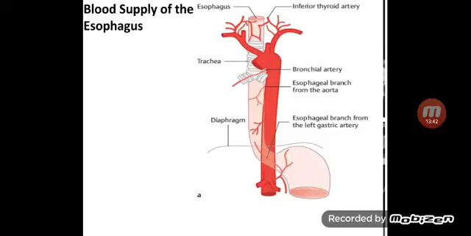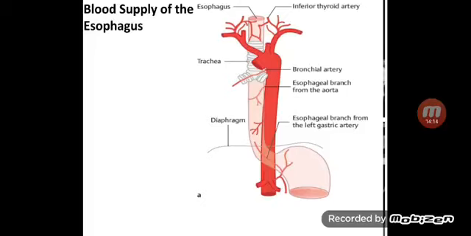The blood supply of the esophagus. To understand the blood supply of the esophagus, we will divide it into 3 thirds: the upper third, the middle third, and the lower third. Each one receives blood supply from a different artery. For example, the upper third of the esophagus is supplied by the inferior thyroid artery.